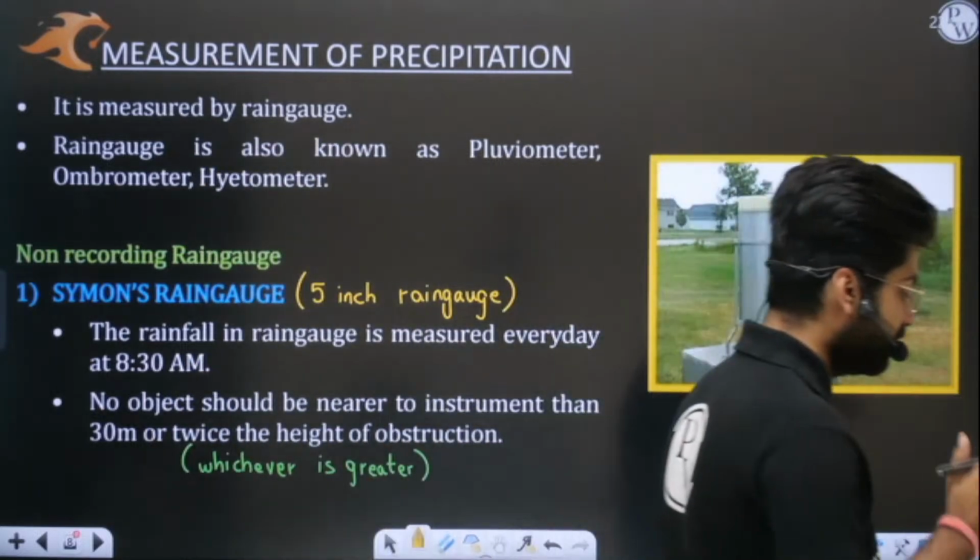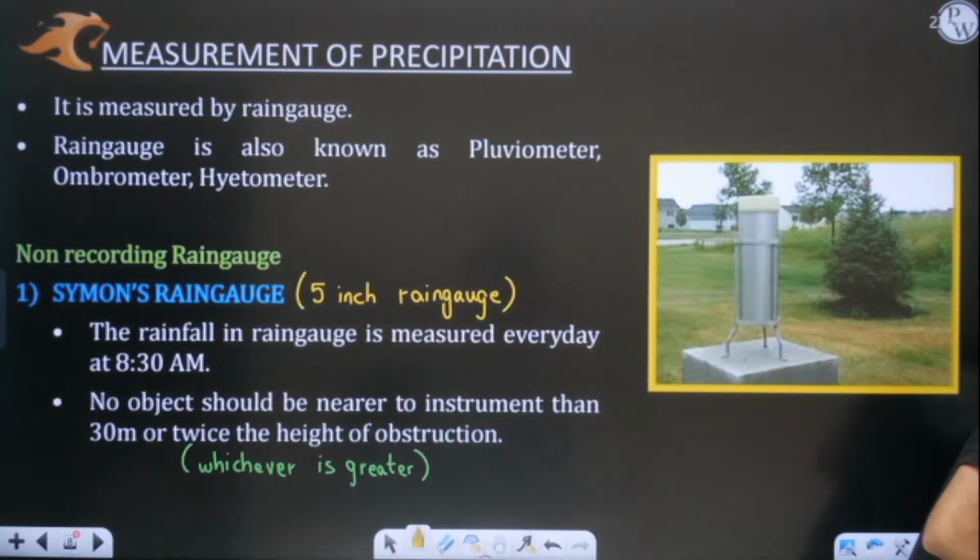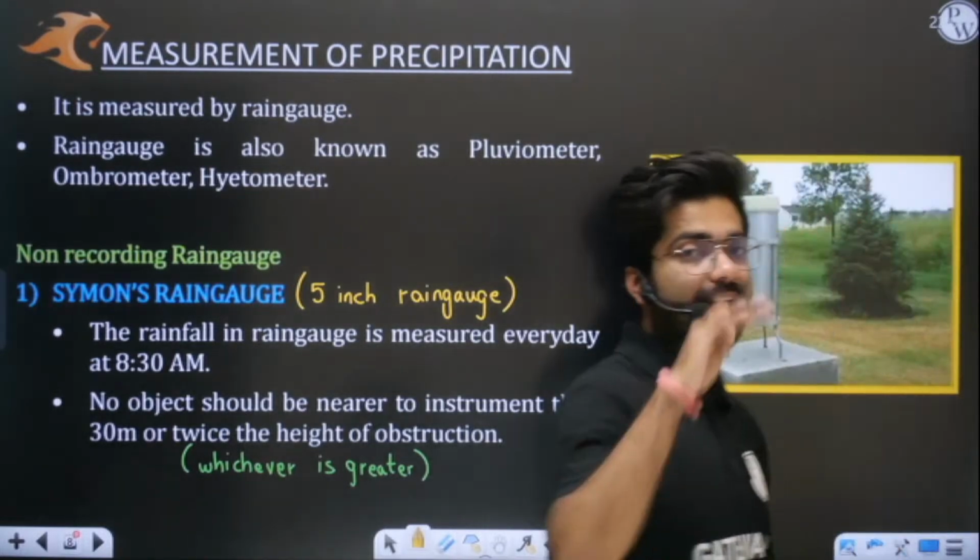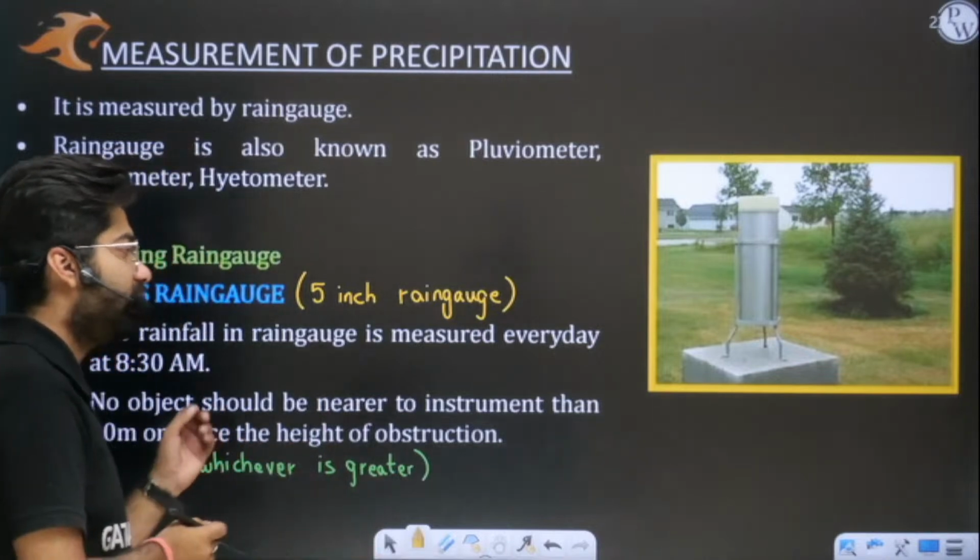Everyone kindly comment. Try to comment, try to participate. I am unable to see the comments. Everyone try to comment. What is the height of the Simon rain gauge? 30 centimeter. Diameter you have to remember.